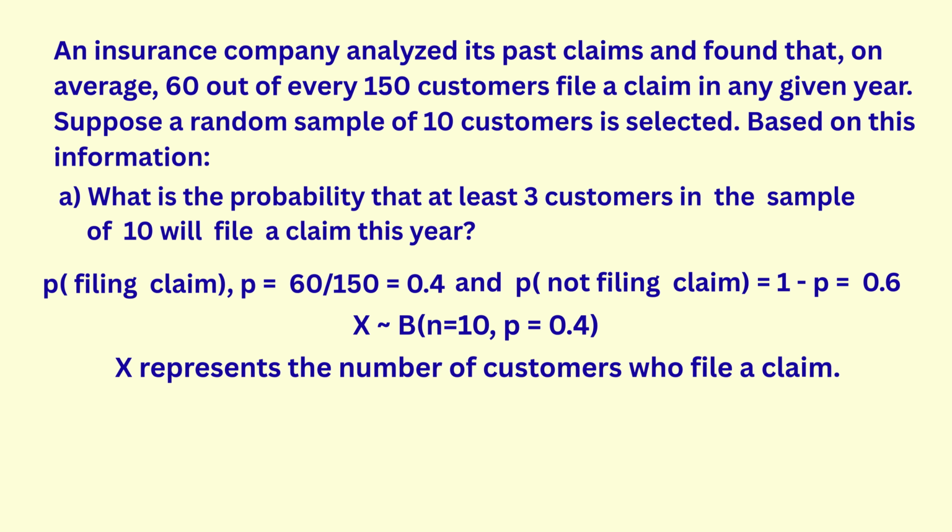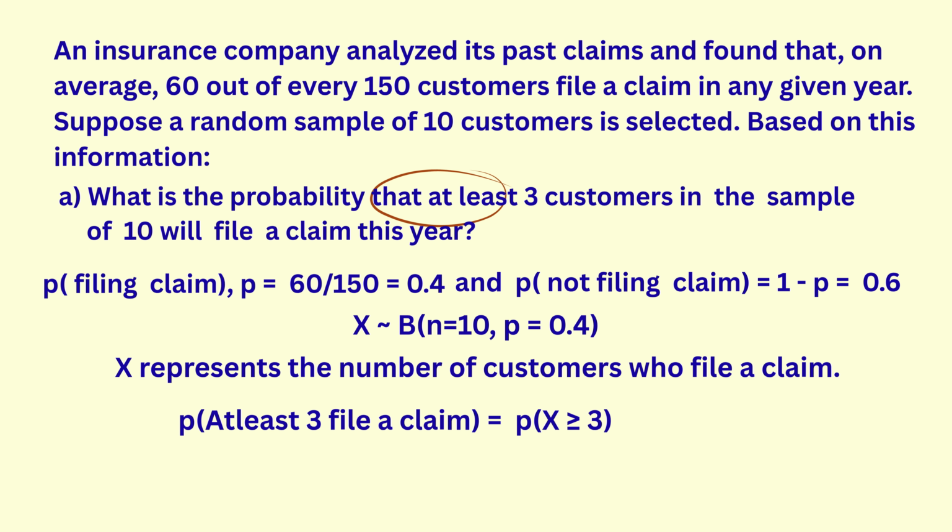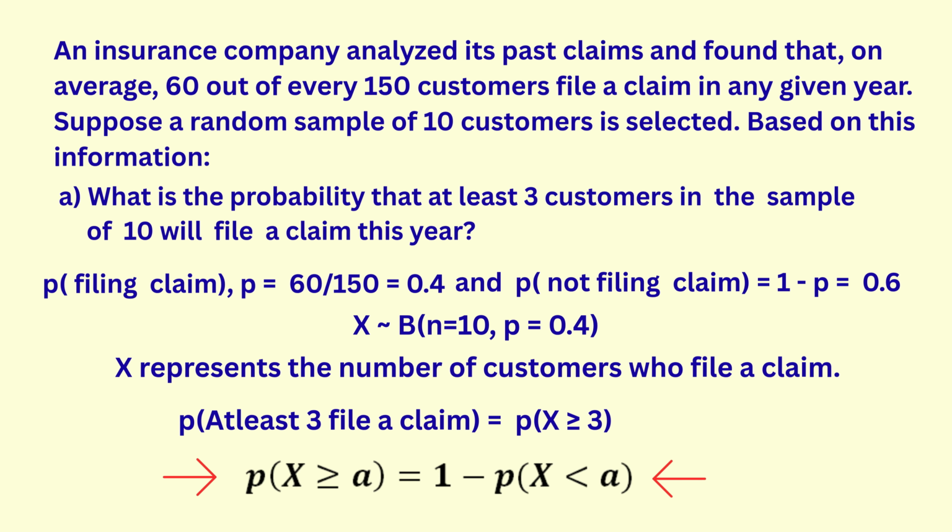We are asked to find the probability that at least 3 customers file a claim. At least 3 means 3 or greater. So that means we want the probability of X is greater than or equal to 3. In this case, that's from X equals 3 straight up to X equals 10, since the sample size is 10. However, this method is too time-consuming. A more efficient approach is to use this probability formula.